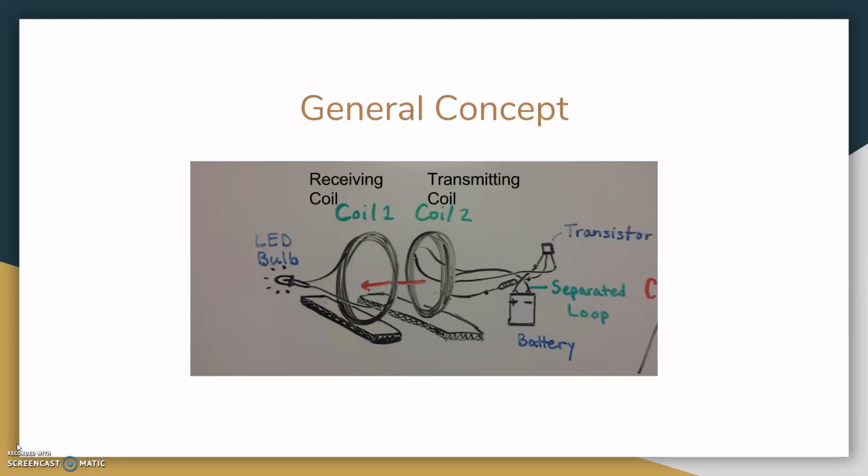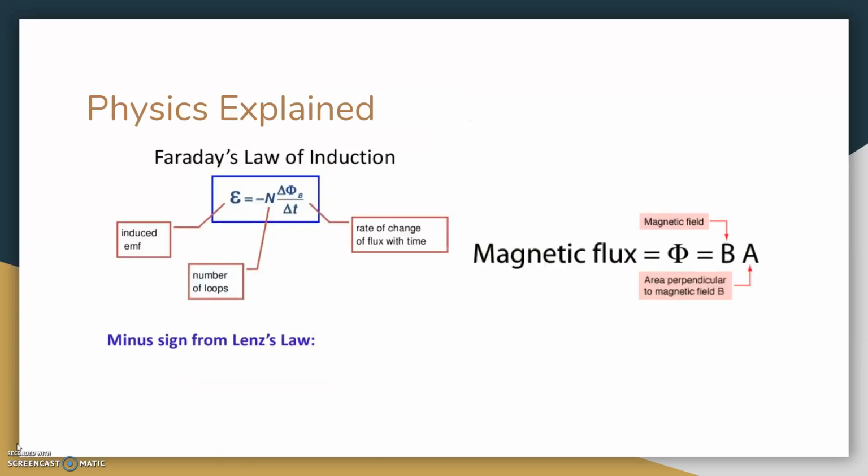That current running through the copper loop creates a magnetic field. This magnetic field is what induces a current and voltage into the second copper loop, the receiving end. As a result, the LED lights up. The physics concepts that apply to this system include Faraday's law of induction, or magnetic flux, and Lenz's law.